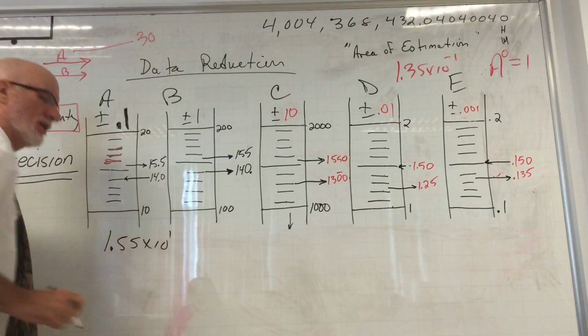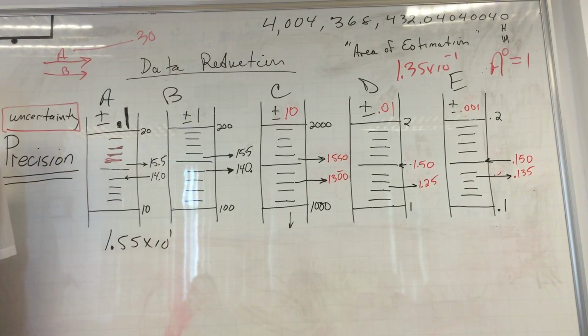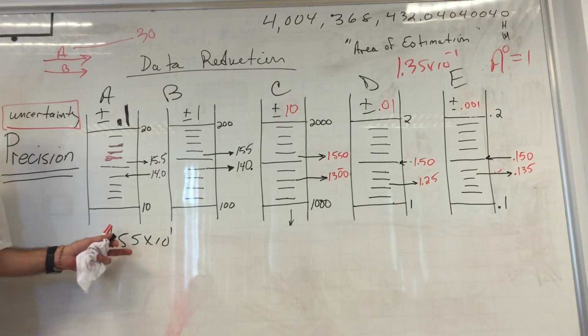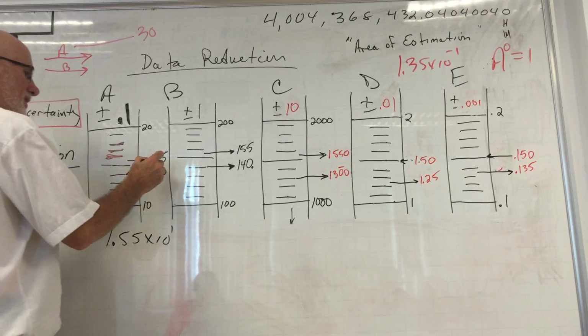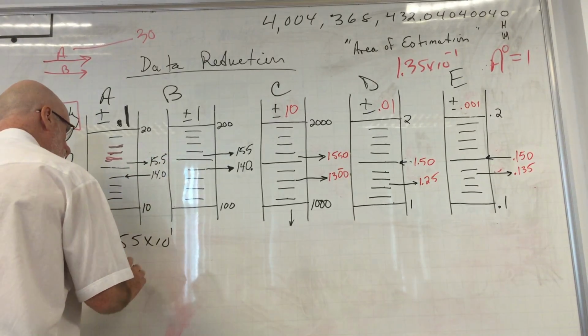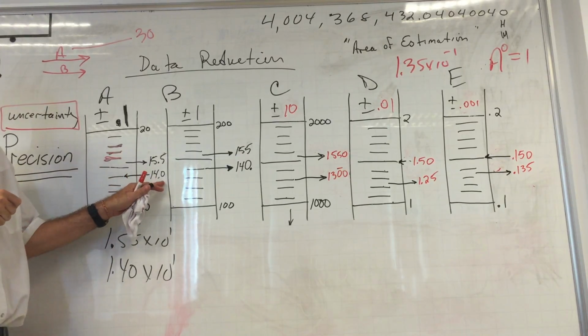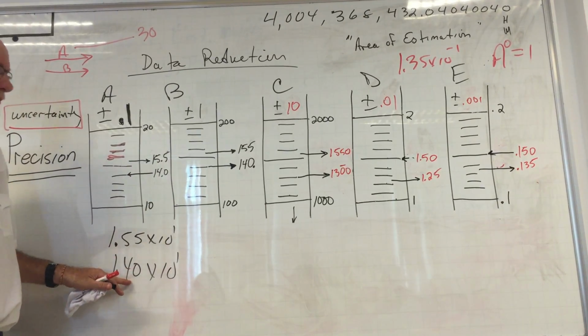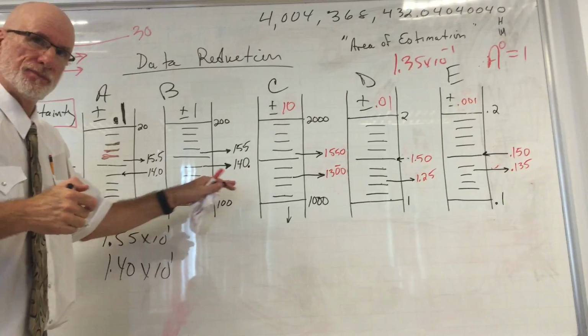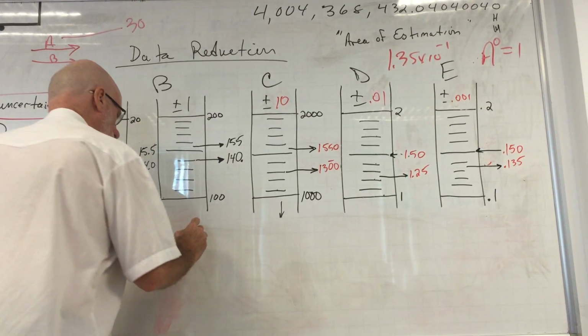1.55 times 10 to the 1. Yes? Yes. 10 times 1.55 is 15.5. Only use significant figures. 1.40 times 10 to the 1. See that 0? That's significant, I gotta use it. Clear? Ready? Do it along with me.